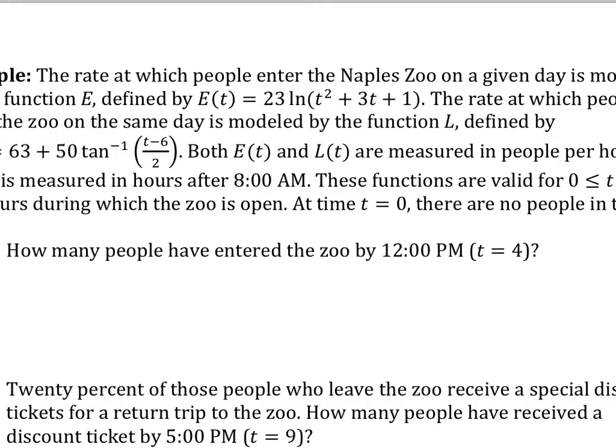Easy. How many people have entered the zoo by 12 p.m.? They're not asking how many people are in the zoo, just how many have entered. So that is t from 0 to 4, the integral from 0 to 4 of E of t dt, so about 203.